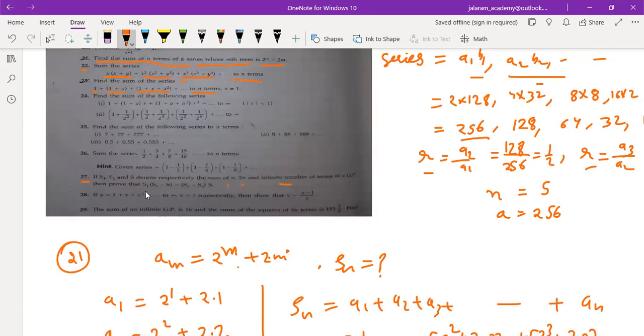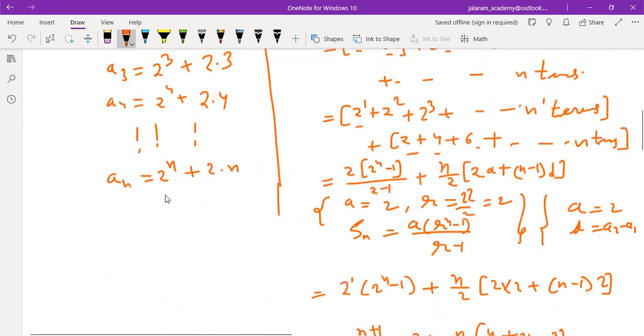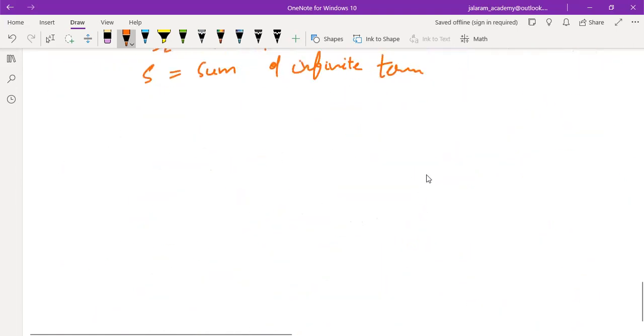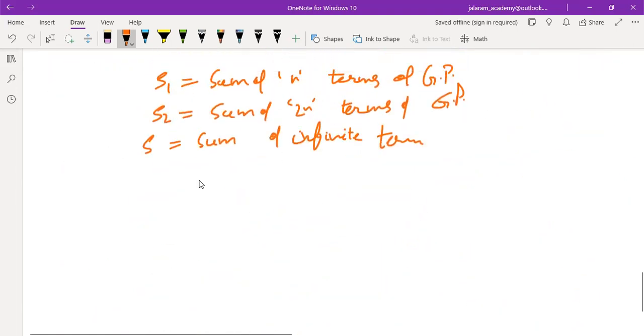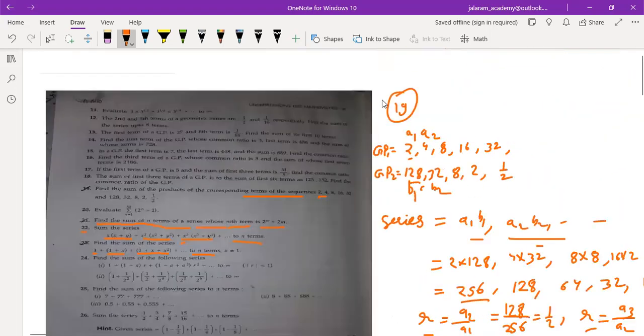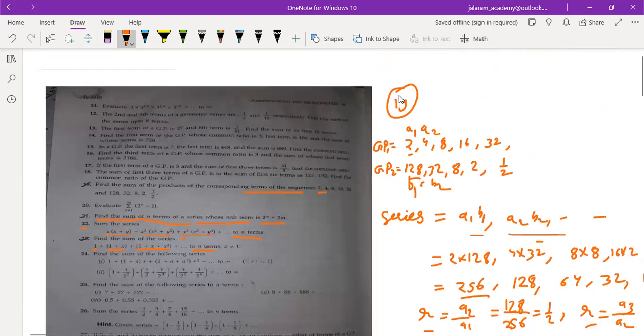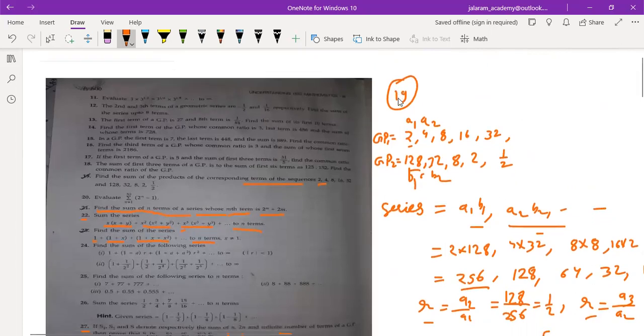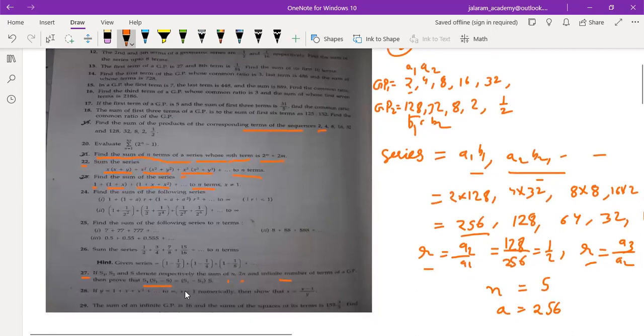Prove that S1 into S1 minus S. So we have to prove that S1 into S1 minus S equals to S1 minus S2 into S. Okay.